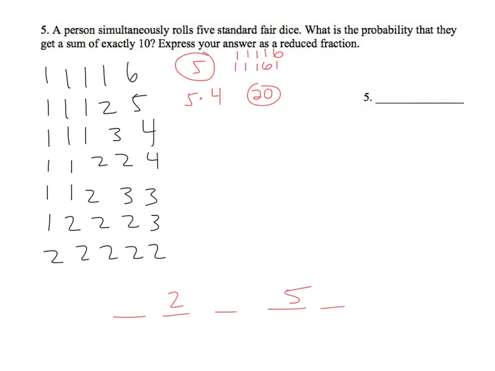Looking at the third option, I have the 1, 1, 1, 3, 4. Placing the 3, there's 5 options. Placing the 4 is 4 options. The 1s go everywhere else. So there's 20 different ways to get that.